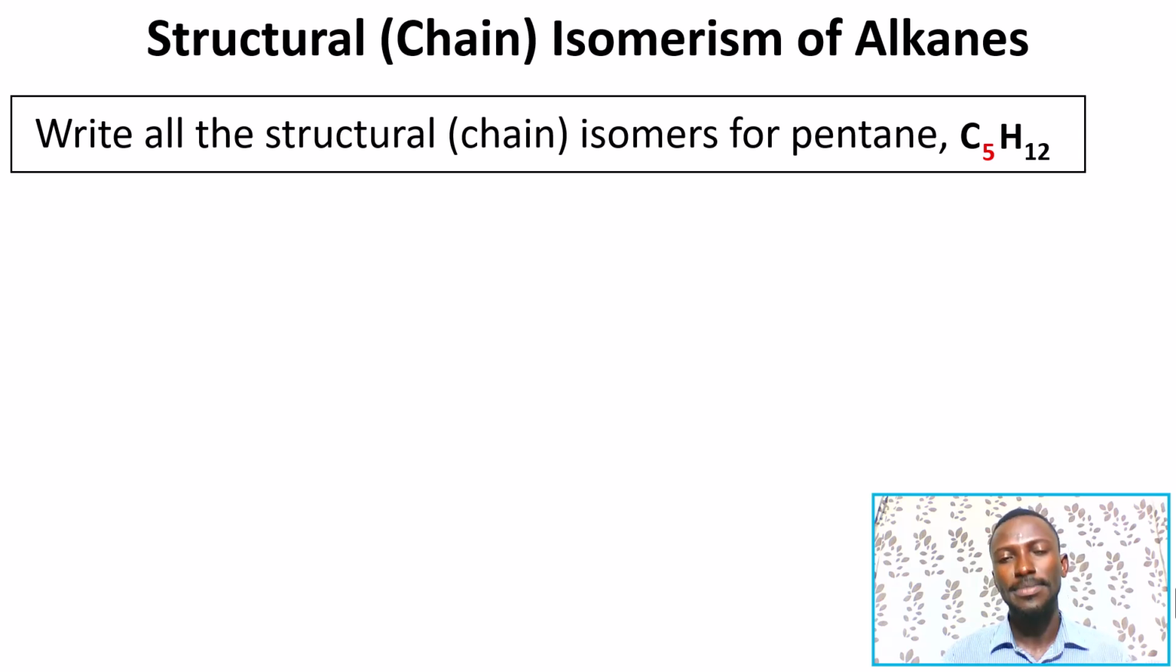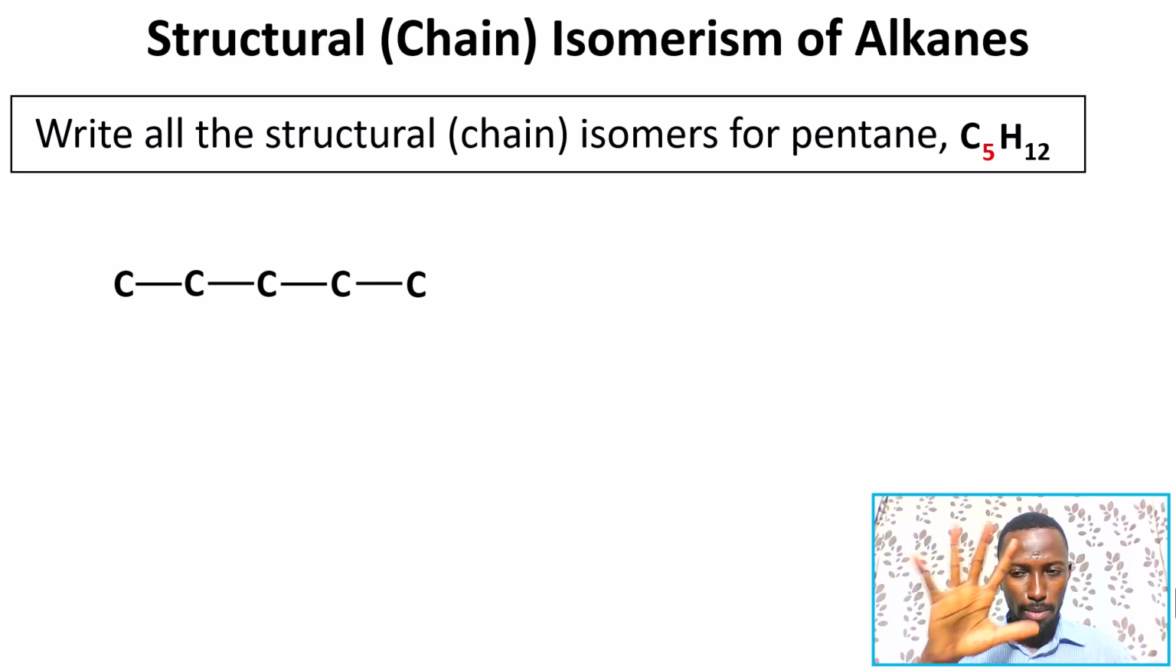Step 1. Check the number of carbons present. How many carbons do we have? We have 5. So let's write that. So 1, 2, 3, 4, 5. Count them and see. We have 5 carbons present. And how many hydrogens do we have? We have 12. 12 hydrogens present.